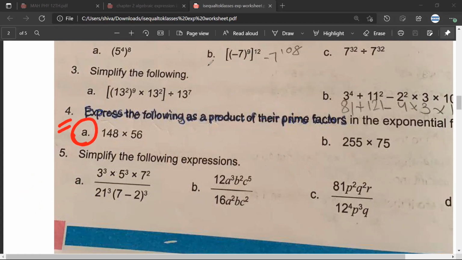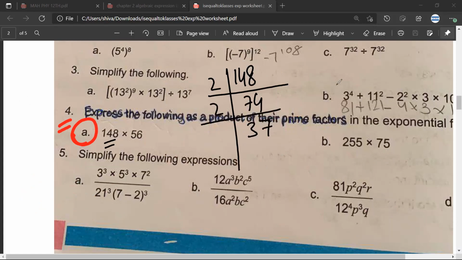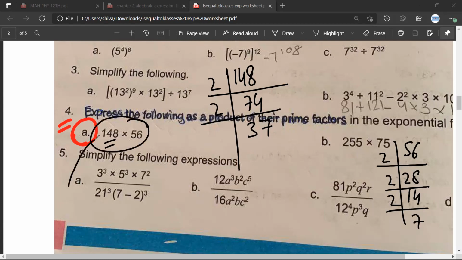So we'll take out the prime factors of 148 and 56. How will you find the prime factors of 148? So we'll use the prime factorization method. First we'll do it with 2, so it will be 74, and then again with 2, 37. Then we'll do it with 37, so 1. And then we'll do the same for 56, again with 2, and then again with 2 and 2.